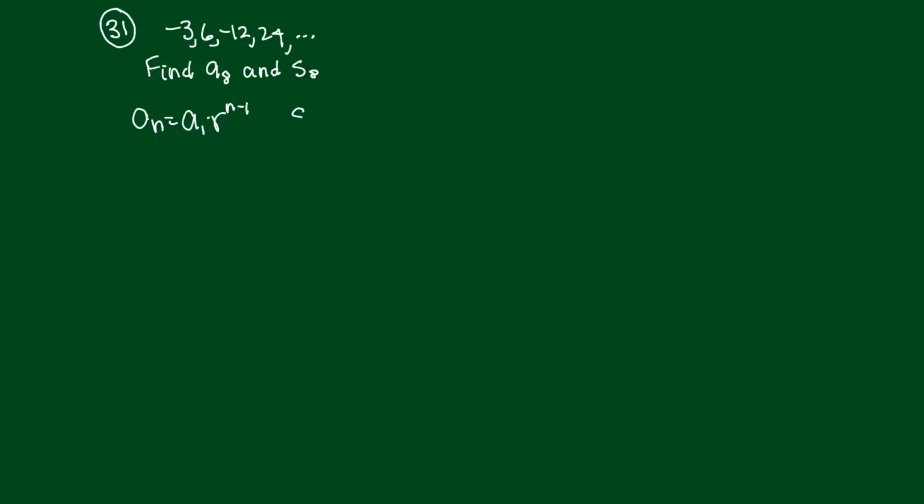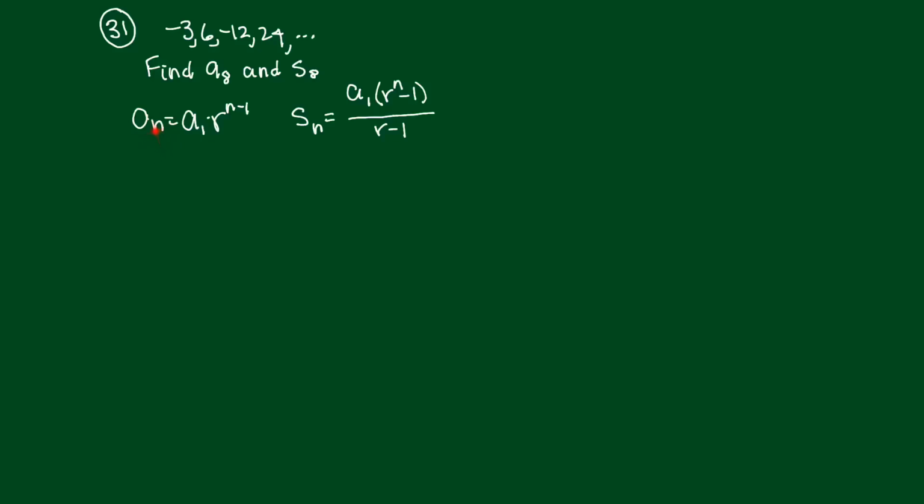And then we also have this one. The sum of the first n terms is this fraction here. It's a1 times the quantity r to the n minus 1, all divided by r minus 1. So what do we need in these formulas? What do we need and what do we have?